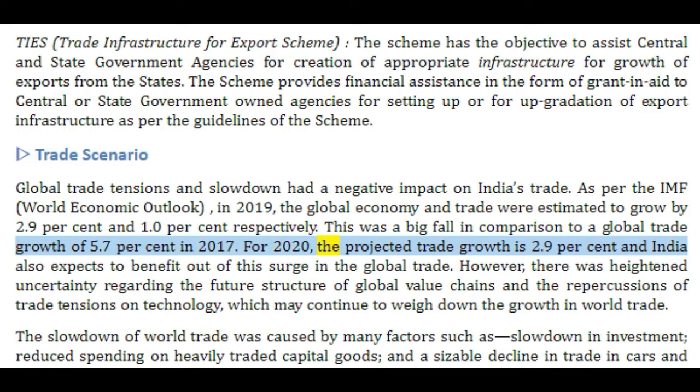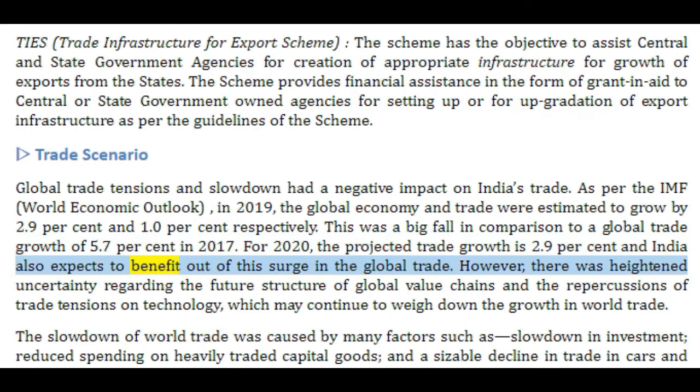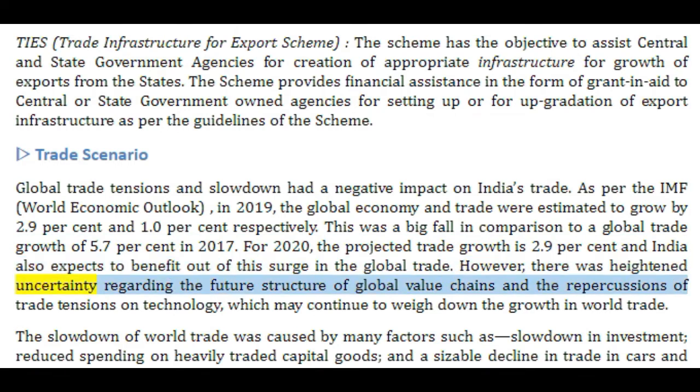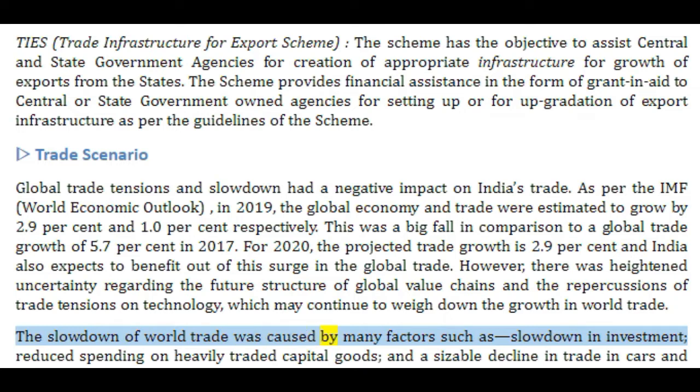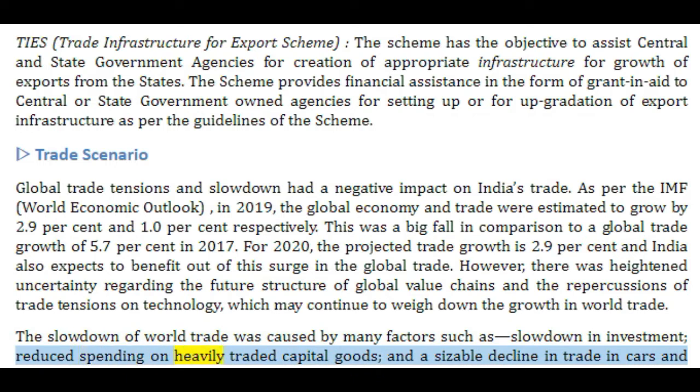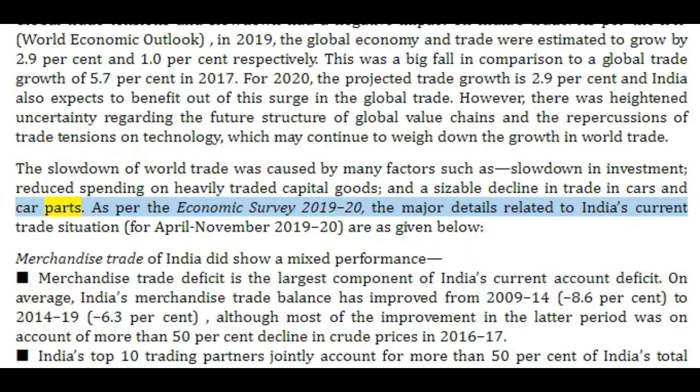For 2020, the projected trade growth is 2.9%, and India also expects to benefit out of this surge in global trade. However, there was heightened uncertainty regarding the future structure of global value chains and the repercussions of trade tensions on technology, which may continue to weigh down the growth in world trade. The slowdown of world trade was caused by many factors such as slowdown in investment, reduced spending on heavily traded capital goods, and a sizable decline in trade in cars and car parts.